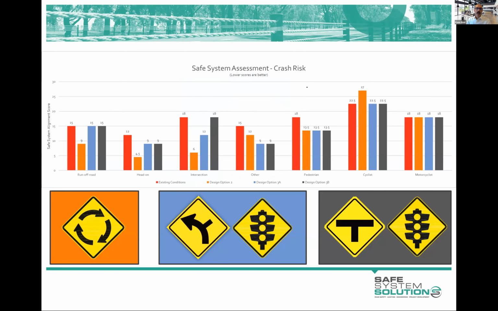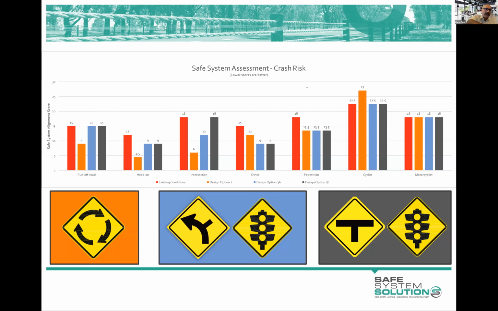Okay, so what I want to do is jump right to the end. In order to start this, I want to jump right to the end, and then I will come back to the start and we'll work our way back to this point. But this is one of the outputs that you would expect to see within a safe system assessment report. And it's some kind of graph that tells us a story.